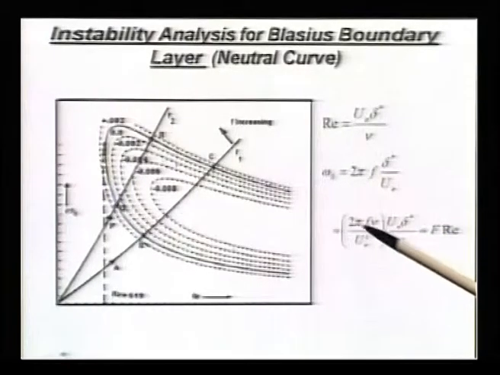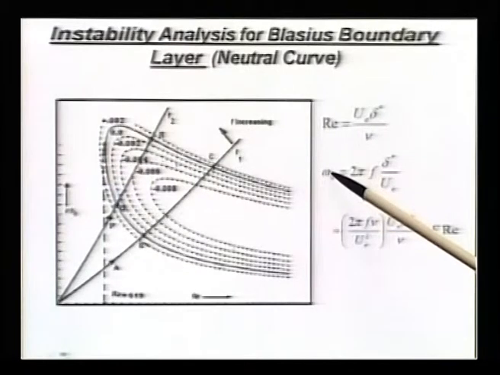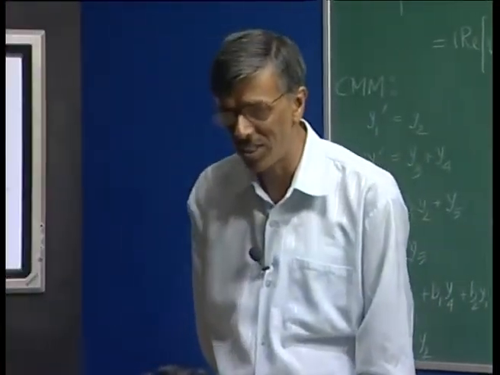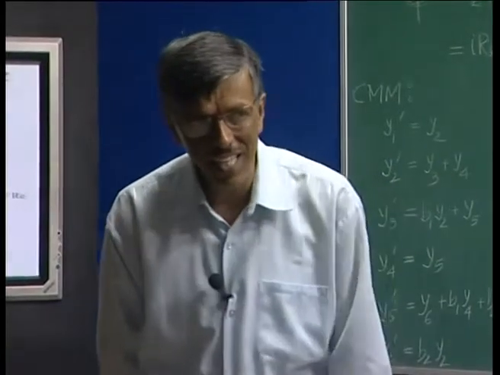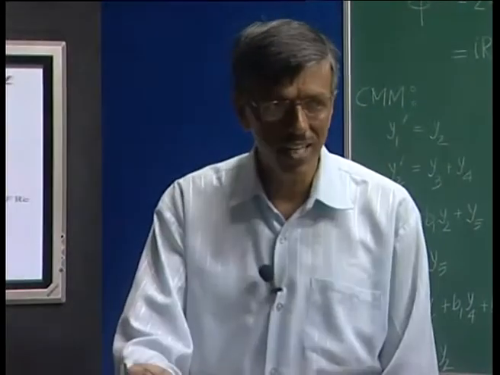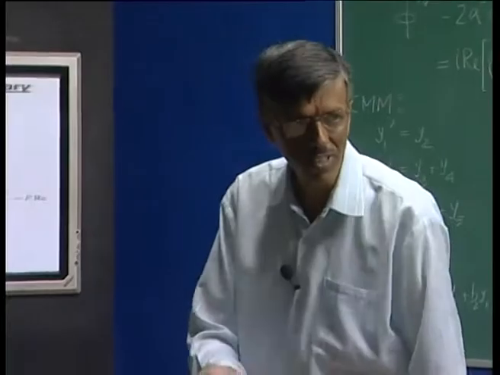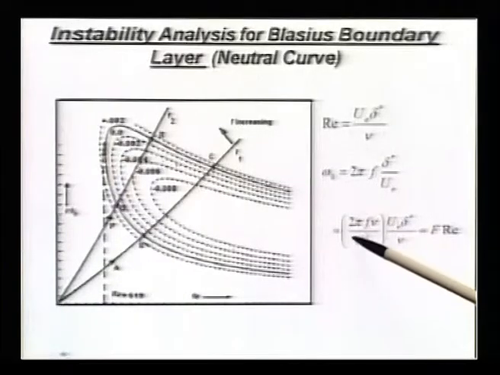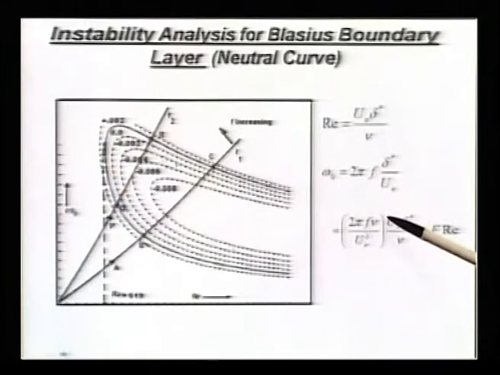So, what happens is omega naught is now a product of two quantities, f times Re. Omega naught by itself is non-dimensional, Re is non-dimensional, f is non-dimensional. So, what is this f? Capital F is the non-dimensional frequency, which was stated in hertz, that we have converted into a non-dimensional quantity given by the expression within this bracket.